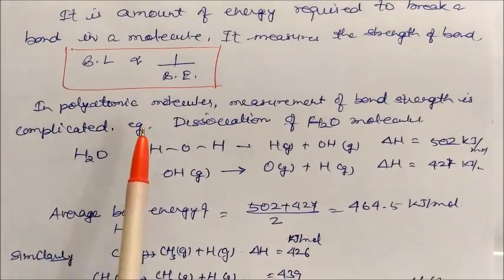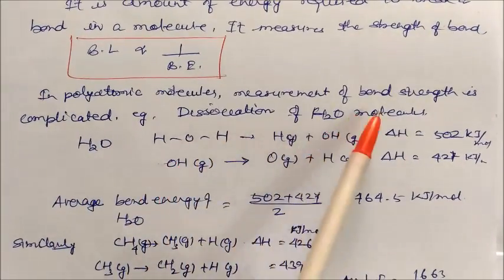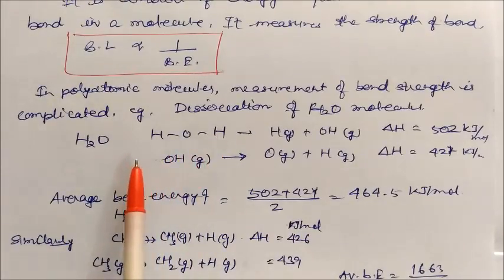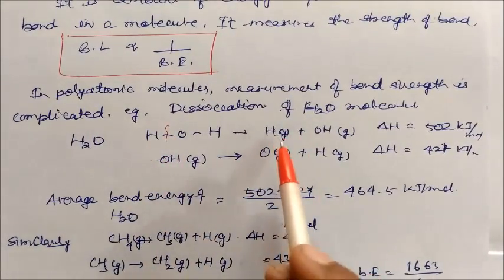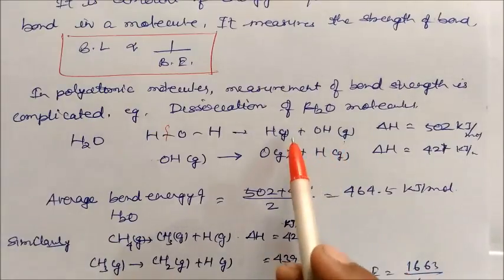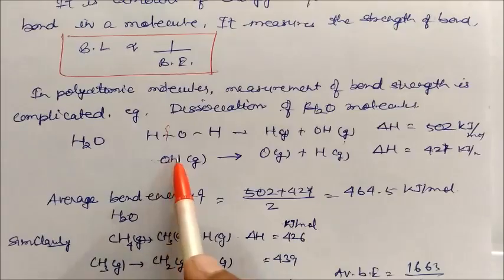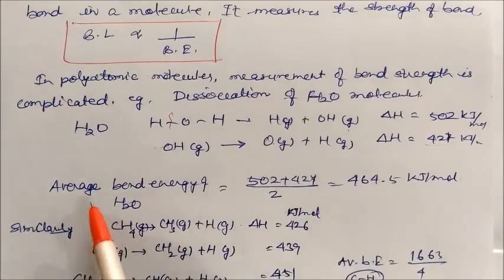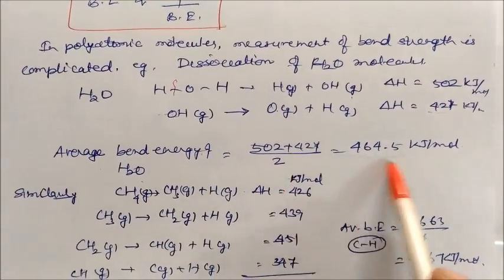In polyatomic molecules, the measurement of bond strength is complicated. For example, the dissociation of water molecules. In water, we write the structure like HOH. First, one bond is broken. If you break this bond, we get H in gaseous form and OH in gaseous form. The bond energy is 502 kJ per mole. Again, if you break the bond between oxygen and hydrogen, you get this much energy. So the average bond energy of water is obtained by adding these two bonds.